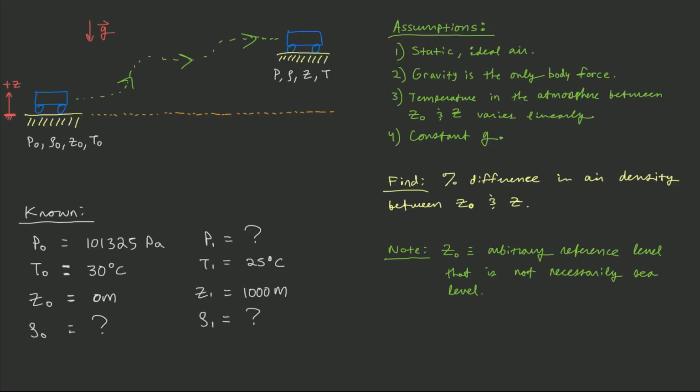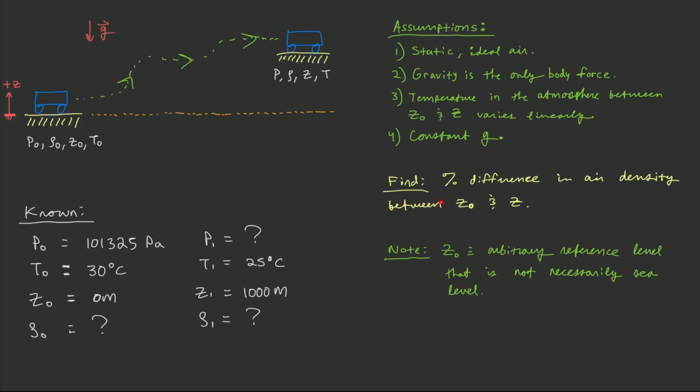So to begin, our assumptions are: one, we have a static ideal air, so we can use the ideal gas law. Two, gravity is the only body force, so we have no magnetic fields, no electric fields of relevance here. Three, temperature in the atmosphere between Z naught and Z varies linearly. And four, we have a constant gravitational field between these two levels. So there is a significant enough elevation difference here for the density to vary in the air, but not the gravitational field of Earth in this case. We're going to examine this on Earth.